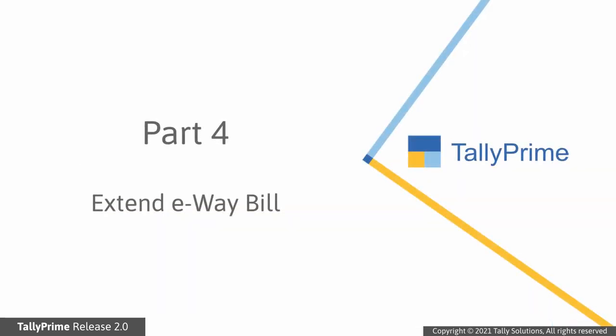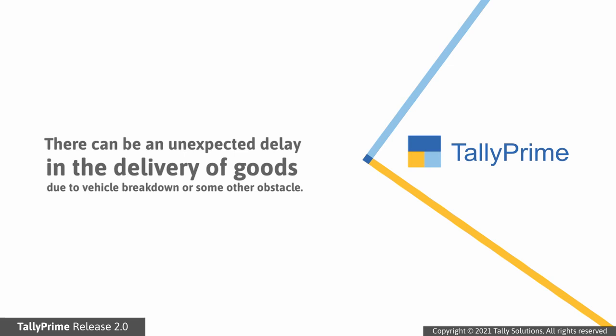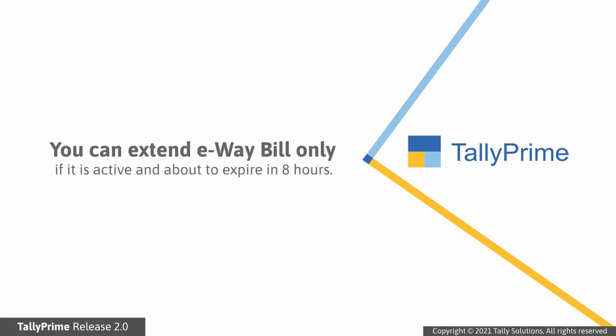You can also extend the validity of e-way bill using Tally Prime. Let's see how to do that. There can be an unexpected delay in the delivery of goods, either due to vehicle breakdown or some other obstacle. In such a case, you can extend the validity of e-way bill. However, you can extend e-way bill only if it is active and about to expire in 8 hours. Let's see how to do it.